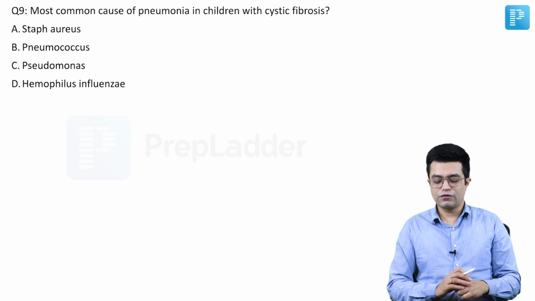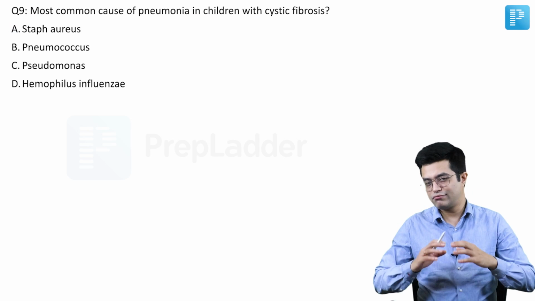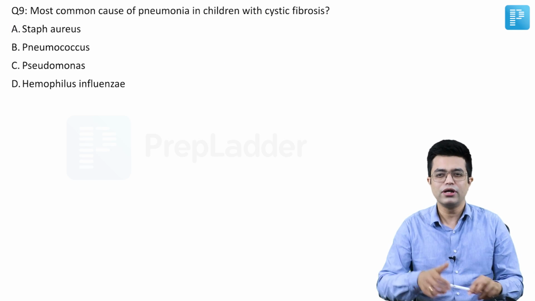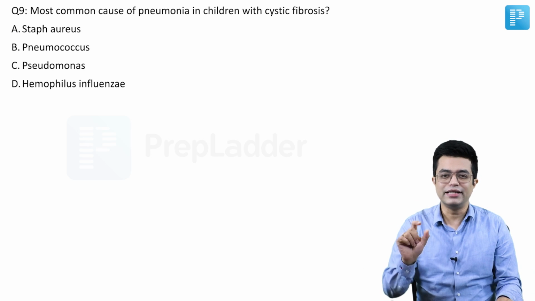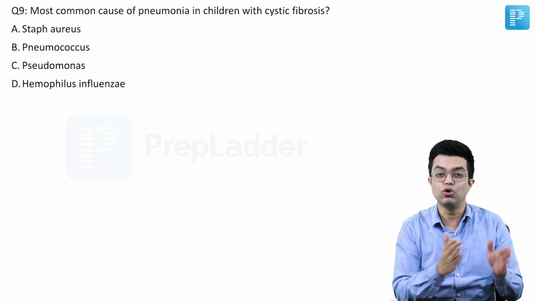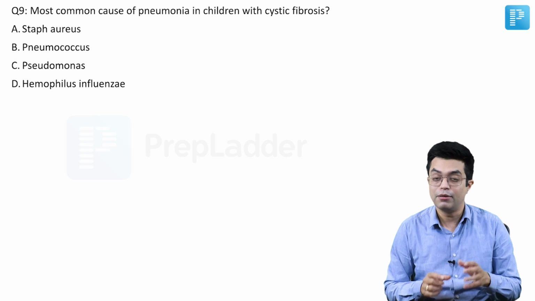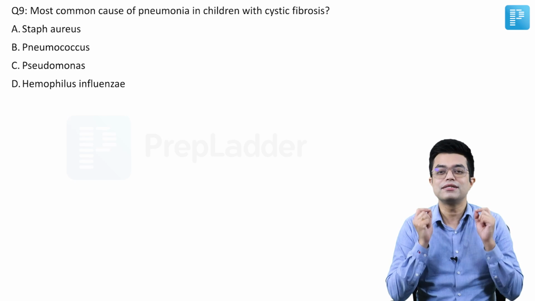Question number 9. Most common cause of pneumonia in children with cystic fibrosis. Easy question, but still people get it wrong. If they say overall or adult, the answer will be Pseudomonas. Which strain? Mucoid strain, more common than non-mucoid strain. But if they say children, the answer will be Staph aureus.